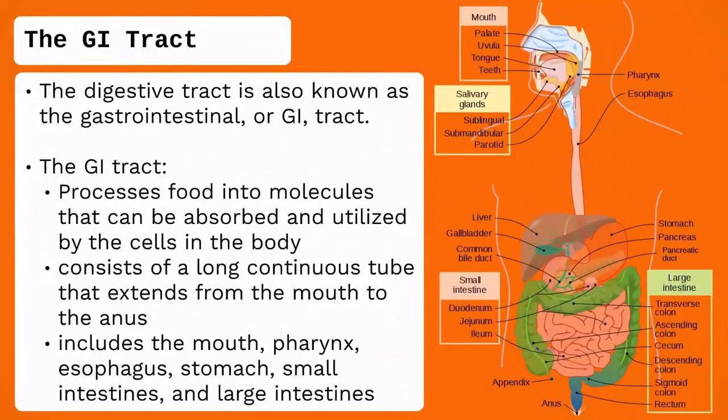Our digestive tract is also known as the gastrointestinal or GI tract. The GI tract processes food into molecules that can be absorbed and utilized by the cells in the body. It consists of a long continuous tube that extends from the mouth to the anus. It also includes the mouth, pharynx, esophagus, stomach, small intestines, and large intestines.